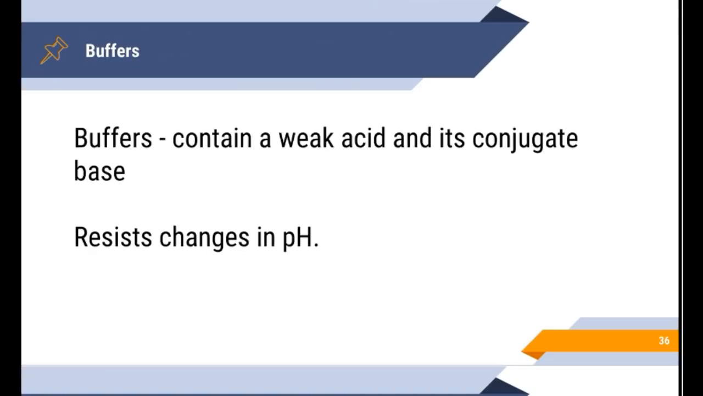And so our blood contains carbonic acid. So it contains this dissolved carbon dioxide buffer system. What a buffer does is it contains a weak acid and its conjugate base. So if you're going to make a buffer, you have to have two ingredients. You have to have a solution of a weak acid, and you have to have a solution of the conjugate base that goes with that weak acid.